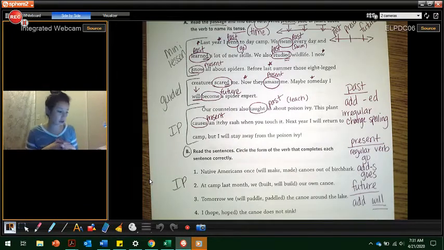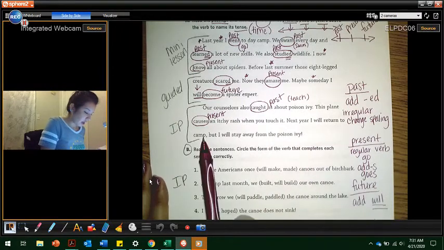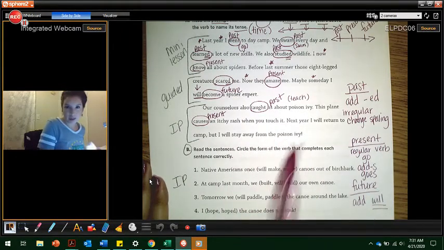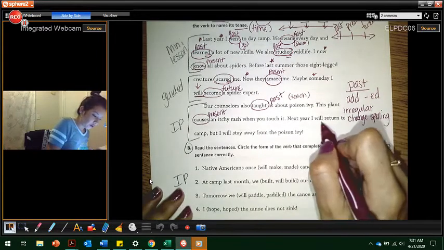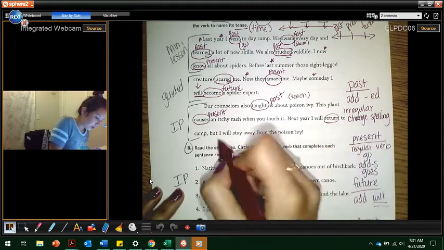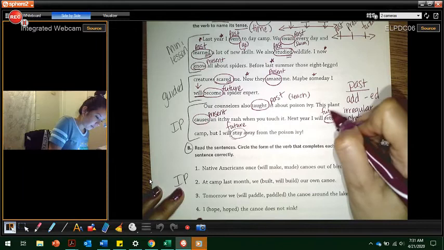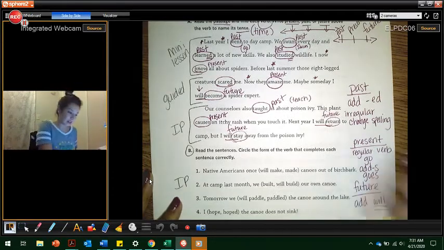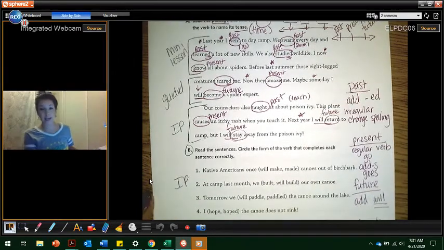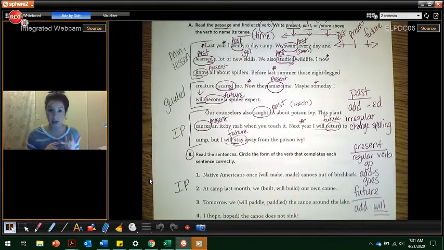Really important that we're looking at the context clues, right? Next year, I will return to camp, but I will stay away from the poison ivy. Boom, boom, boom. We have some keywords here. Can you see them right away? I know you know. So my verbs are right here. Will return, will stay. We know it's the future because of will, plus it has next year. That's another key phrase. So look at all those key little words that tell us about time.